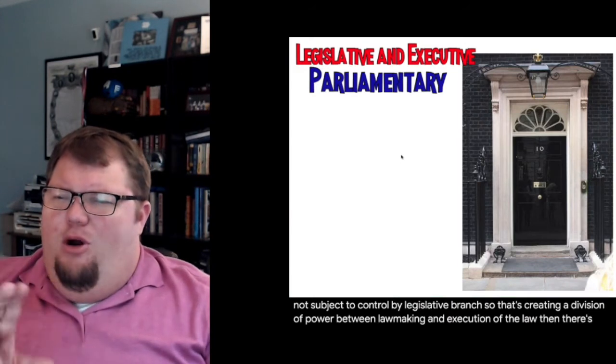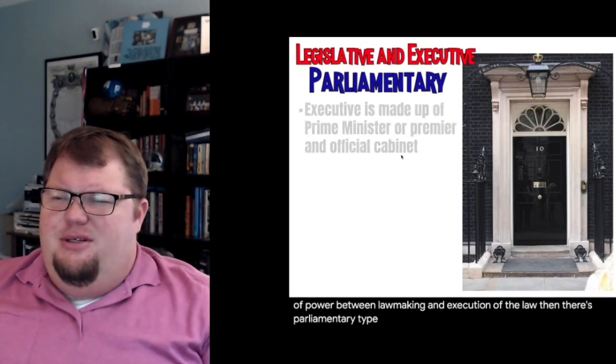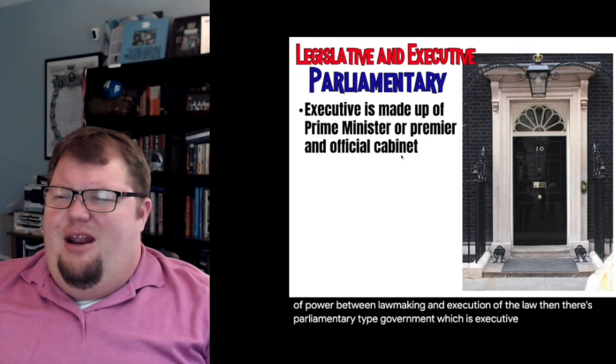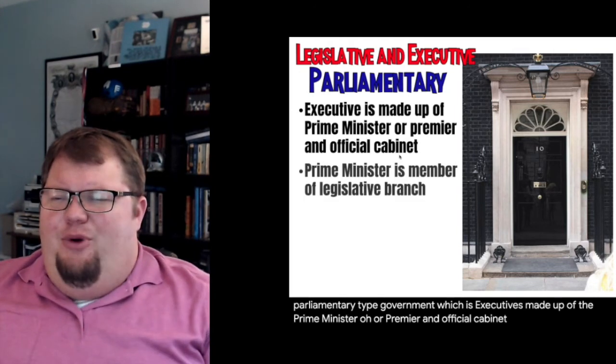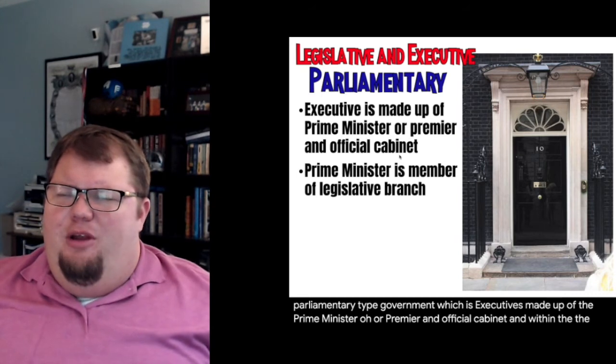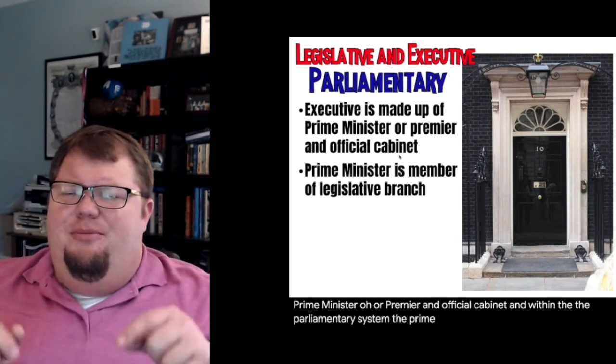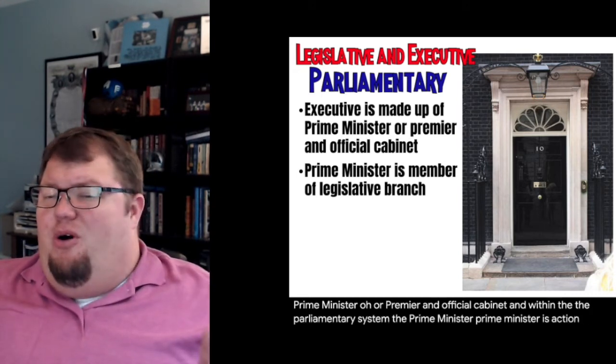Then there's parliamentary government, where the executive is made up of the prime minister or premier and an official cabinet. Within the parliamentary system, the prime minister is actually still part of the legislative branch.